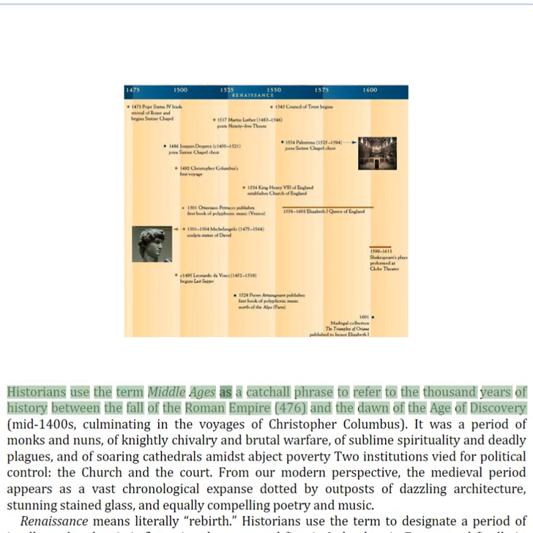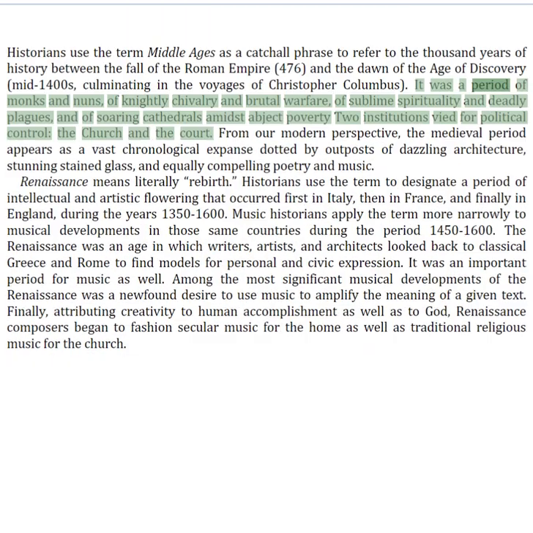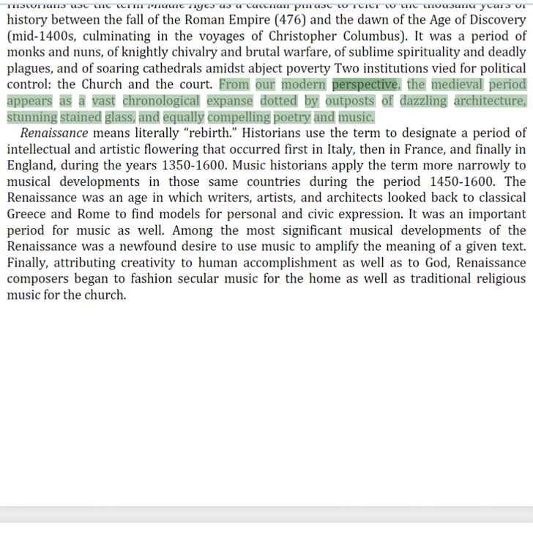Historians use the term Middle Ages as a catch-all phrase to refer to the 1,000 years of history between the fall of the Roman Empire and the dawn of the Age of Discovery. It was a period of monks and nuns, of knightly chivalry and brutal warfare, of sublime spirituality and deadly plagues, and of soaring cathedrals amidst abject poverty. Two institutions vied for political control, the church and the court. From our modern perspective, the medieval period appears as a vast chronological expanse dotted by outposts of dazzling architecture, stunning stained glass, and equally compelling poetry and music.